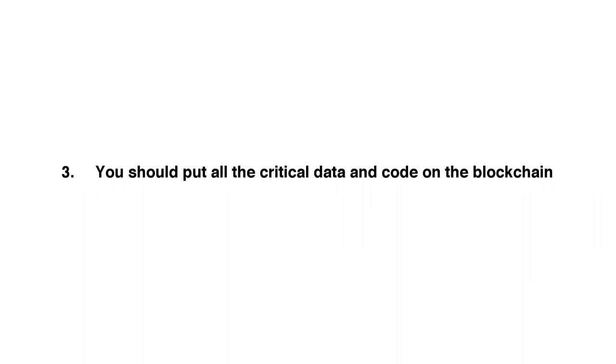Principle number three, you should put all the critical data and code on the blockchain. Because storing and manipulating data on the blockchain is expensive, you don't want to put all your data on a smart contract. Actually, most dApps only put a small fraction of the data on the blockchain. However, even if you don't put everything on the blockchain, you still need to make sure that both the critical code and the data are indeed on-chain.